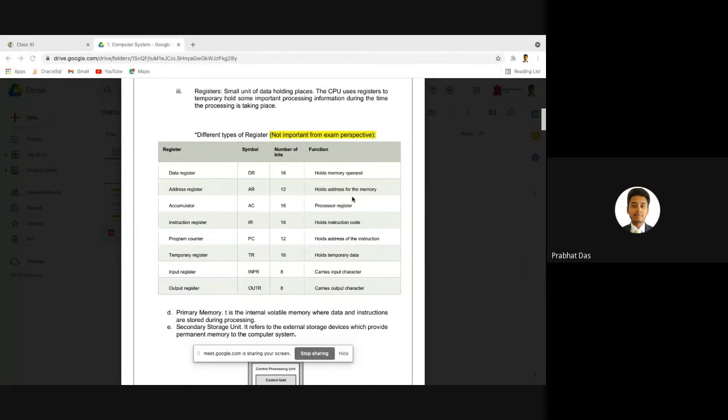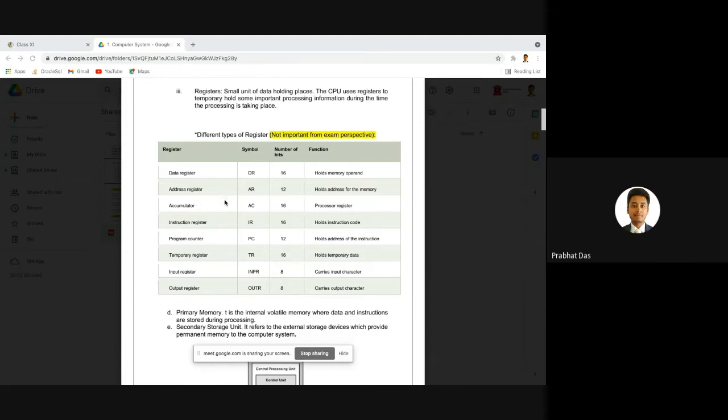If you don't know the address of a particular value, will it be possible for you to fetch that value? No, it won't be possible in that case. So definitely the address needs to be stored. If you know the address, only then will you be able to fetch the value. So this is the task of the address register.